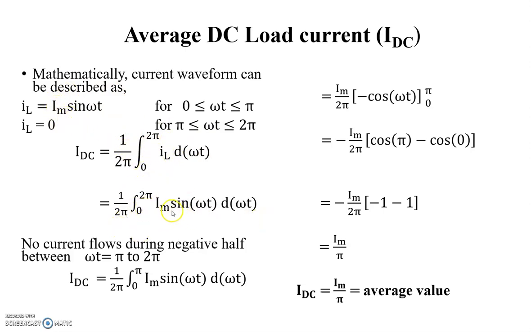Substitute Im sin omega t. Here no current flows during the negative half cycle, that means for omega t from pi to 2 pi it is 0. So you change the limit here to 0 to pi only. Substitute this, integrate it, simplify, and find the value. So IDC is equal to Im by pi, that is your average value.